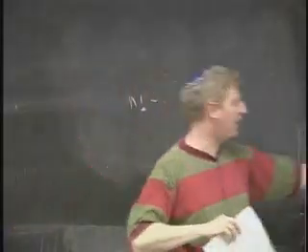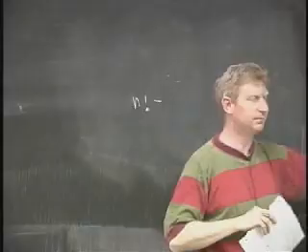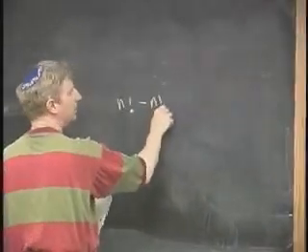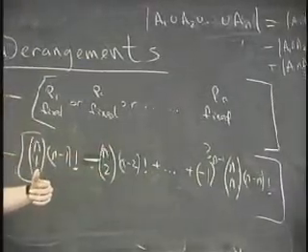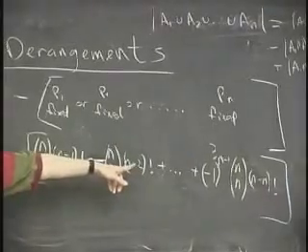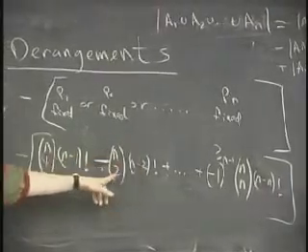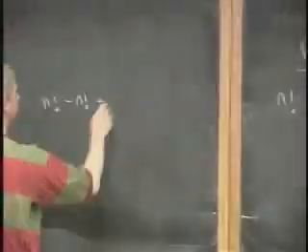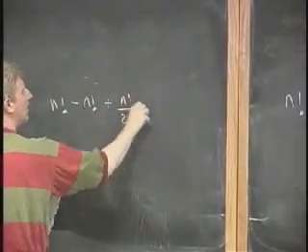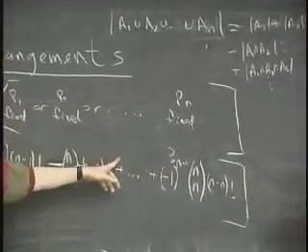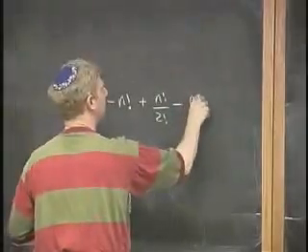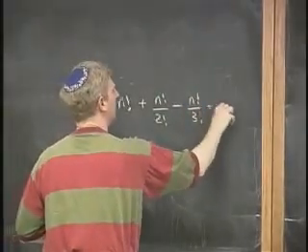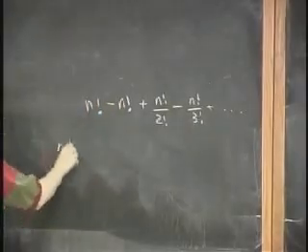Let's try to simplify this out. What do we get here? I get n factorial, right? Plus, what do we get here? N choose 2 is n times n minus 1, right? Times n minus 2 factorial. So this is n factorial over 2 factorial. And the next one is n factorial over 3 factorial. Here's what you get. N factorial.